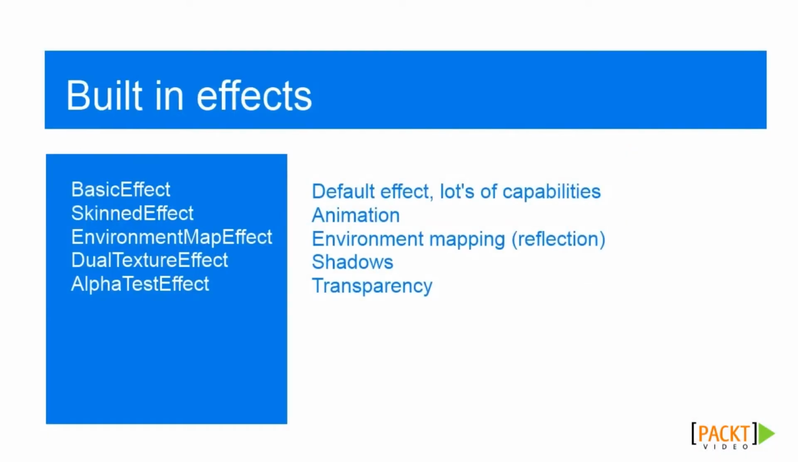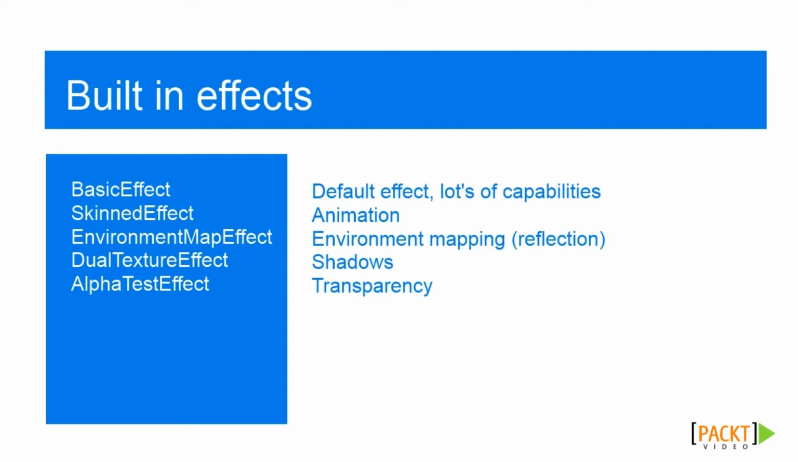XNA has 5 built-in effects. First, basic effect, which is a very general effect. We can do lots of things with it. Skinned effect, that will help us do animations. Environment map effect, it will help with reflection. Dual texture effect, which we can use for shadow mapping, for instance. And alpha test effect. Alpha test effects enable transparency.